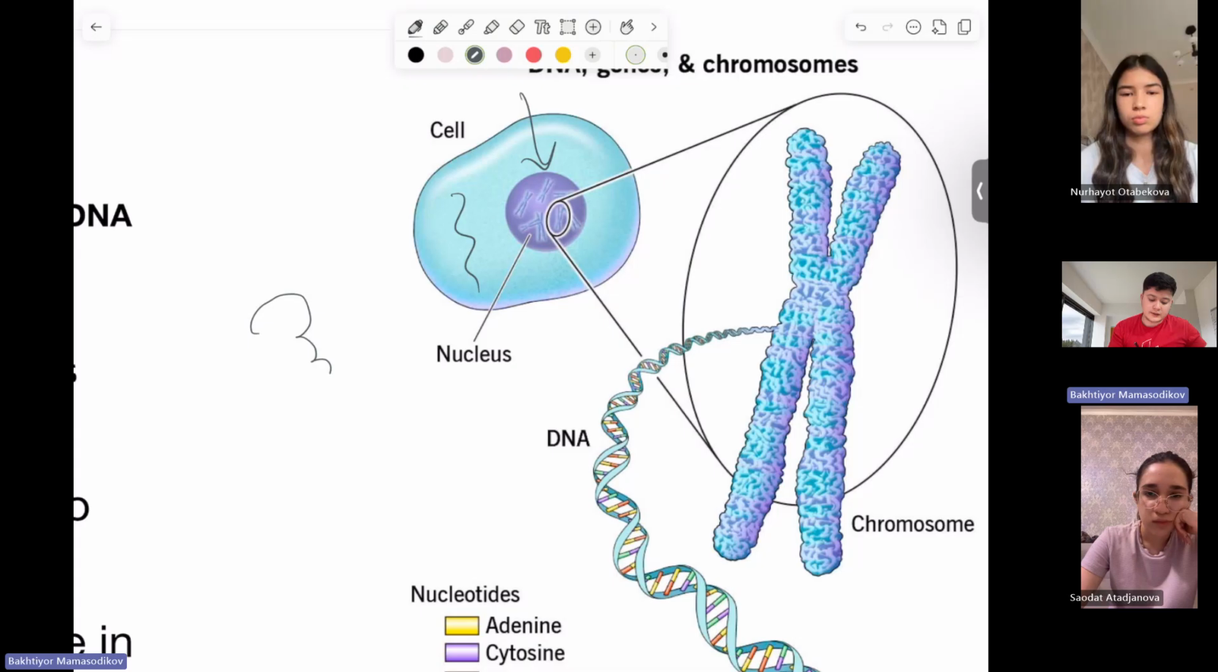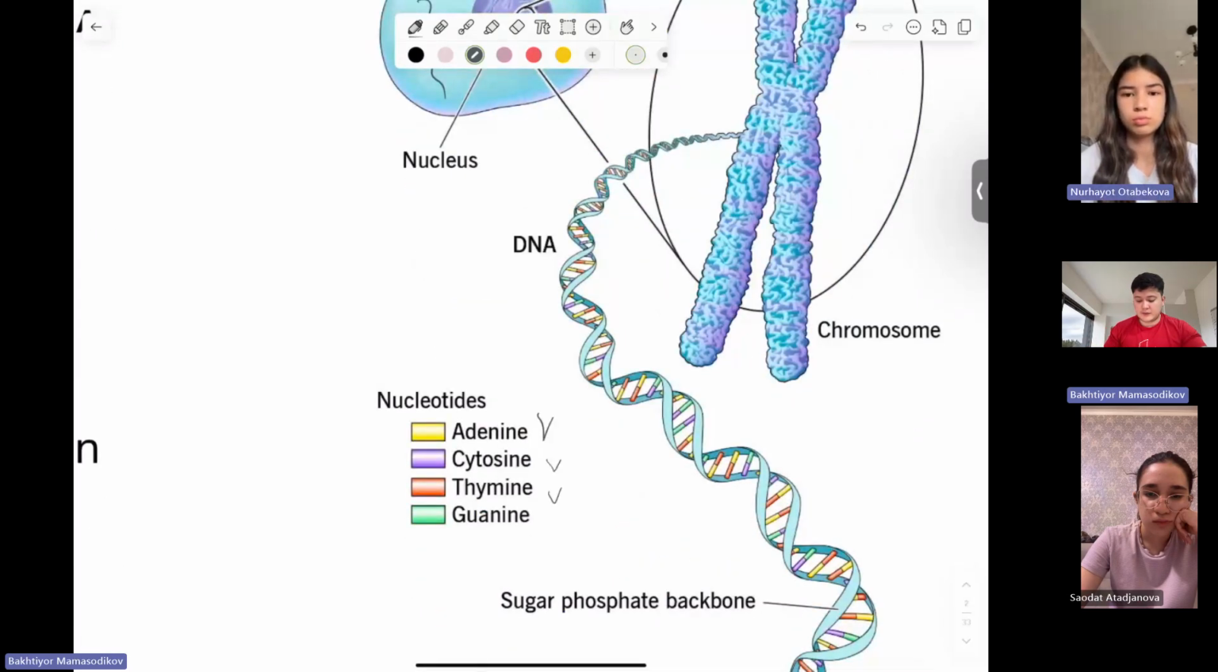It's like this. They are circular in shape, the bacterial DNA. So, the blocks of the DNA: adenine, cytosine, thymine, guanine. You know all of them.